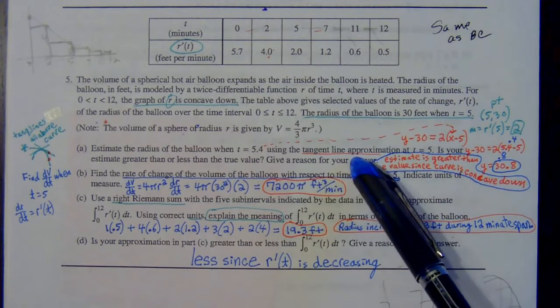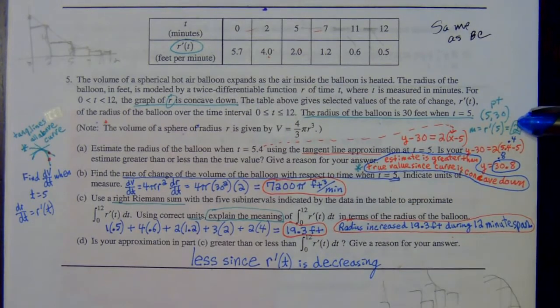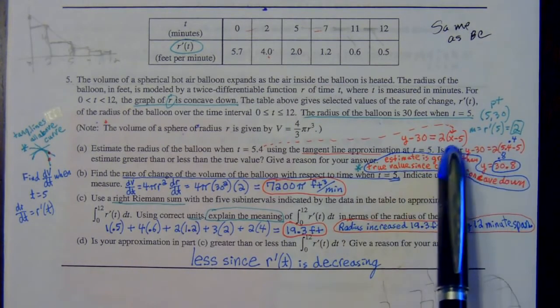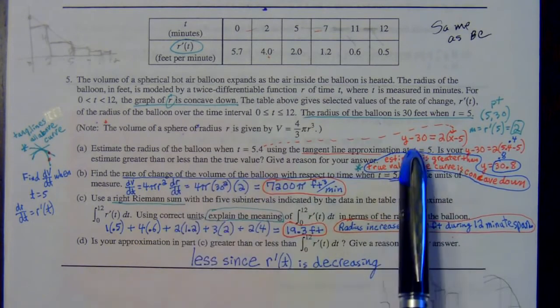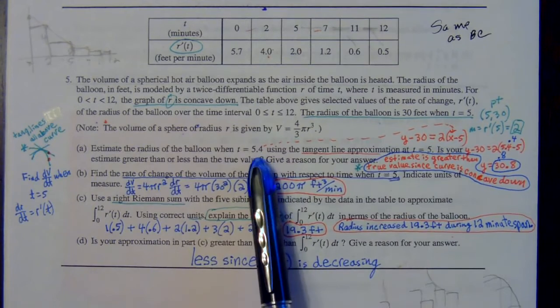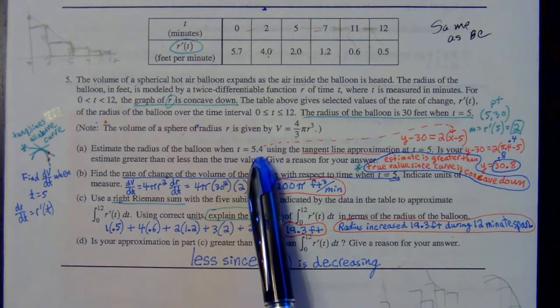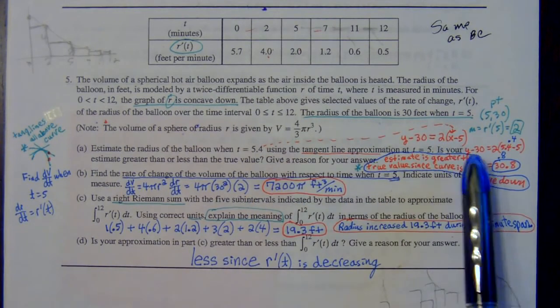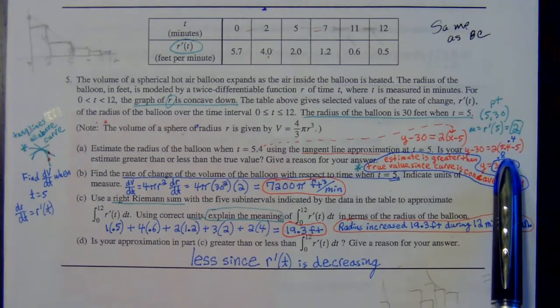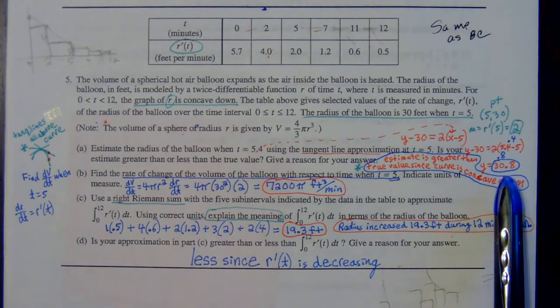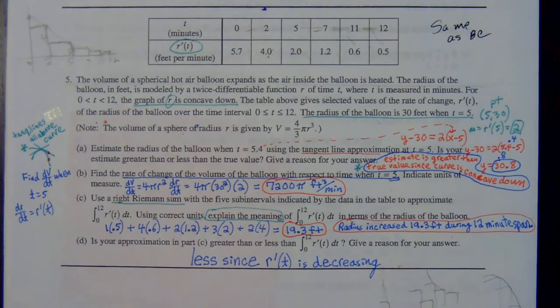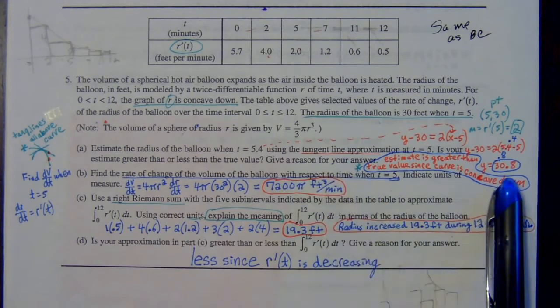And the equation of a tangent line, we all know how to do that. Do your point slope form: y minus your y value equals your slope times x minus your x value. That is your tangent line. Then you're supposed to use this to approximate what the radius of the balloon is after 5.4 seconds. So just take that 5.4 and plug it in for the x, and I got 0.8 right there because it was 0.4 times 2. Move the 30 over, and your y is equal to 30.8. I believe this is a no calculator problem, so practice that without the calculator. So that's the first part of that.